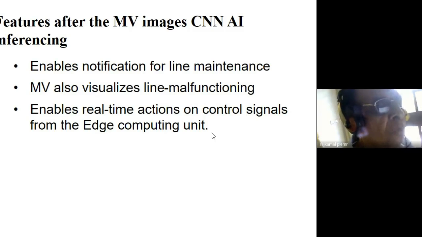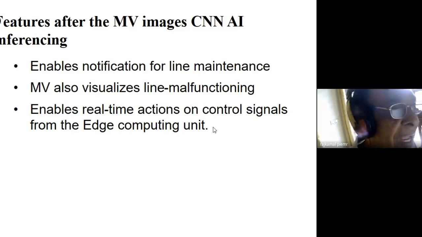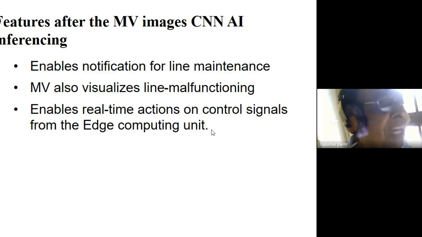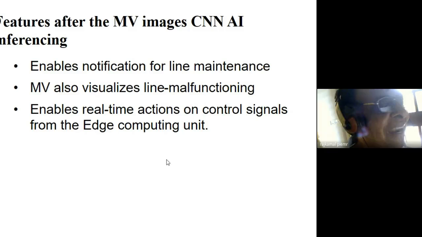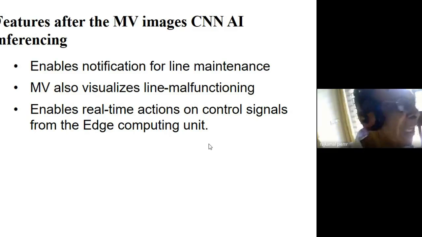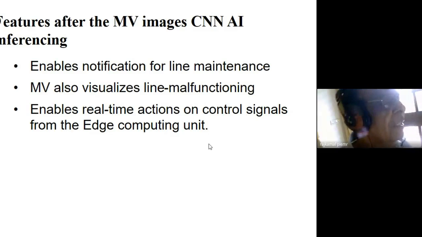So the assembly line maintenance, assembly line malfunctions, real-time actions and control signals are generated by the edge computing unit. This edge computing unit may not be the same as we talked about yesterday. Yesterday we talked about battery operated edge computing devices like ESP32, and they are the grandfather units compared to this edge computing unit.